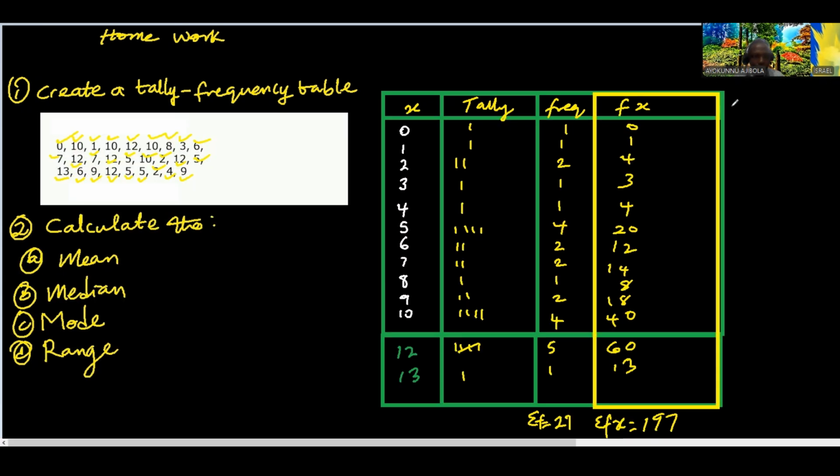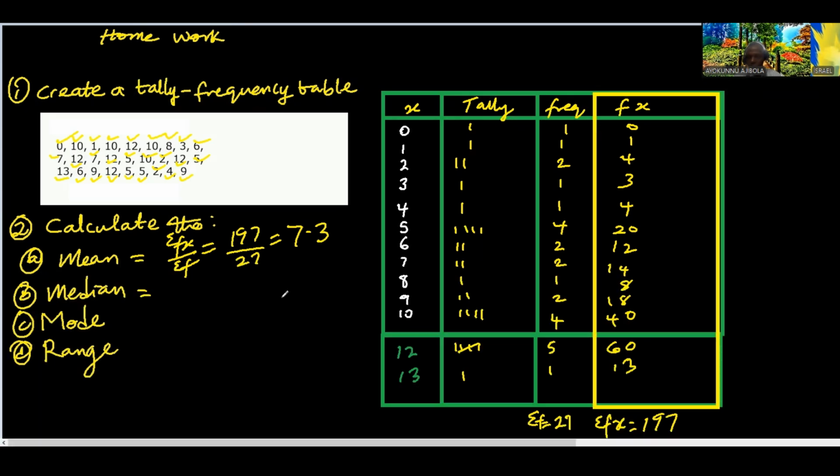Now the mean is equal to summation fx over summation f, which is 197 divided by 27, okay? So if we divide 197 by 27, that's going to give me 7.29, approximately 7.3, okay?